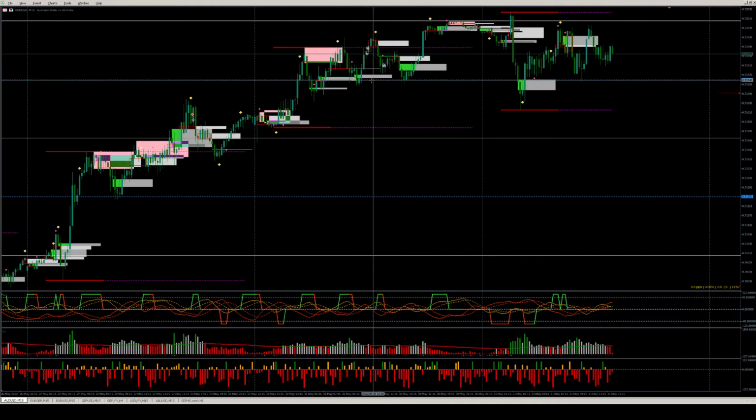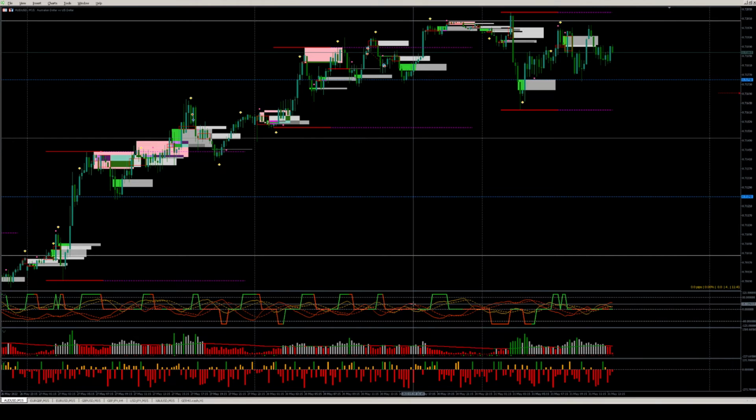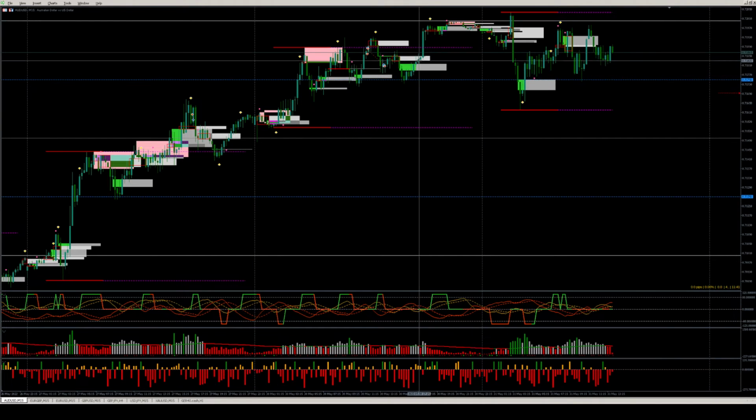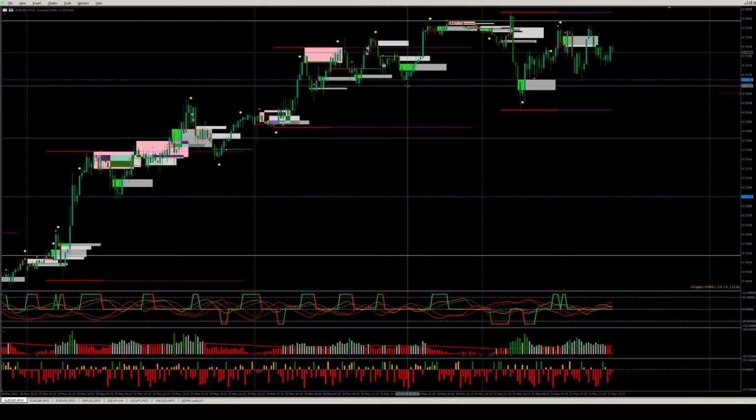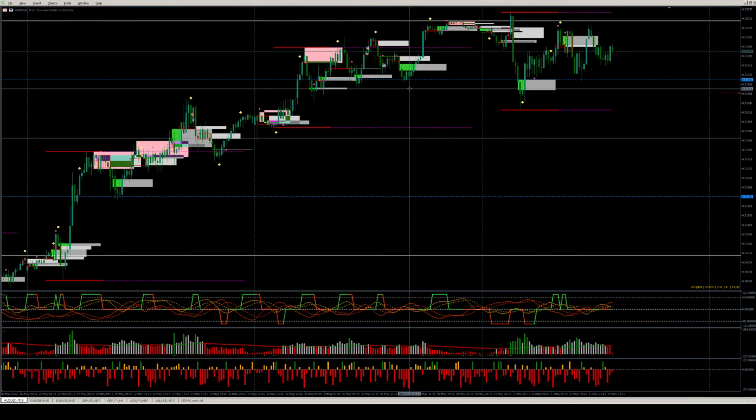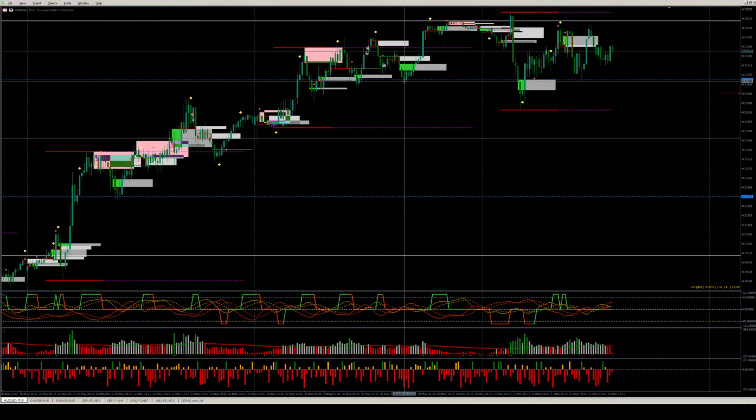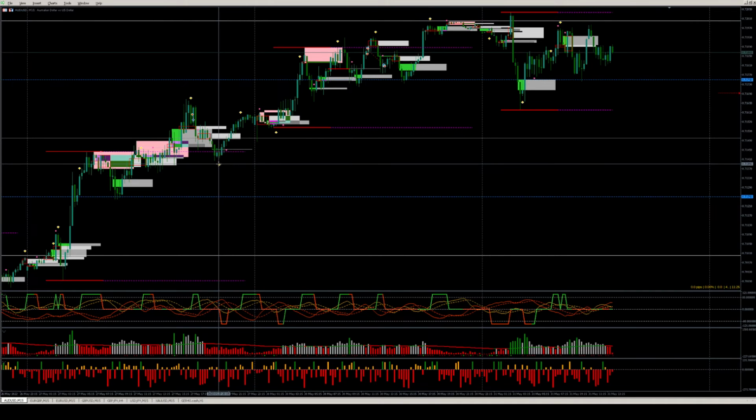This area again was tested for the third time. I had no long signal on M15 for that. There wasn't enough divergence between gold and Aussie dollar, and the dollar. And no VSA signal either there. So a break of the area, or perhaps just a pure price action trade, could have been possible there.